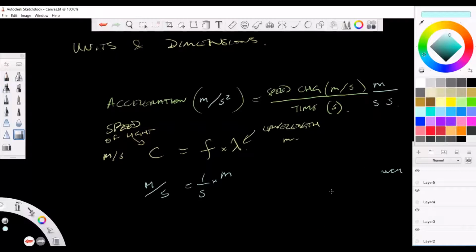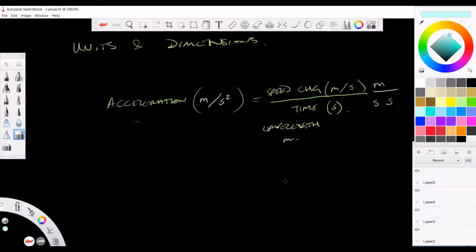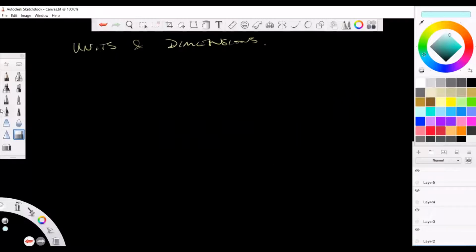Now that's a dimensional analysis where we've proved that, if this formula is correct, which it is, the units of frequency must be per second. Even though we call it hertz, it's a unit of per second.